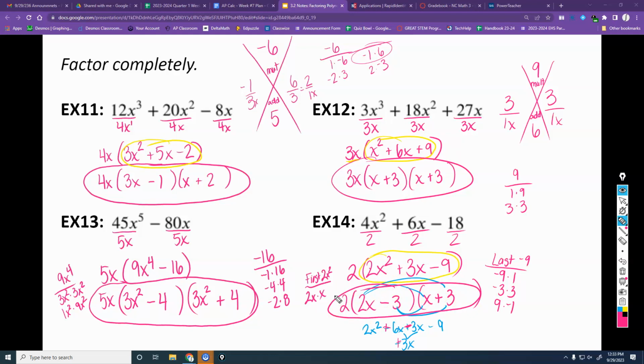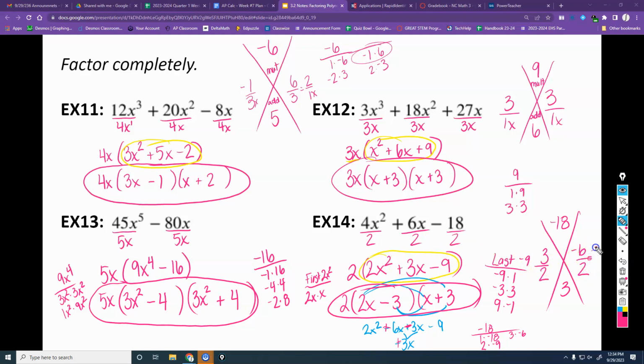If you want to X method that one, X method's not so bad on that one. 2 times negative 9 is negative 18. Right here we're trying to get 3 in the middle. So for negative 18, I could do 1 times negative 18, I could do 2 times negative 9, I could do 3 times negative 6. And the one of those that gives you 3 is your 3 and your negative 6. So you would do 3, you do negative 6, you would divide by the number out front.